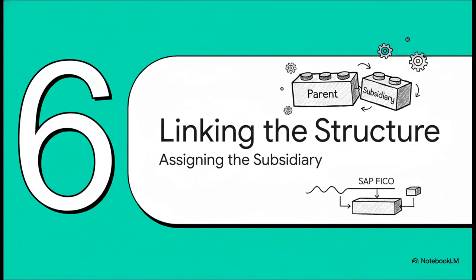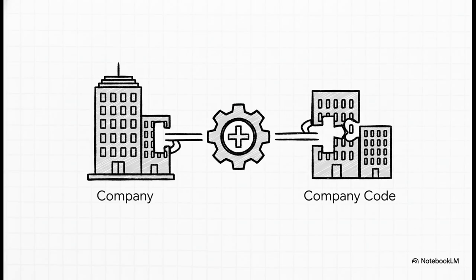Okay, so we've basically created two separate Lego bricks, our parent company and our subsidiary company code. They both exist in the system, but right now they don't even know about each other. So the final, and I mean absolutely critical step, is to connect them. And that brings us to our last T-code for today, OX16. Its one and only job is to make this crucial link, to assign a company code to a company.